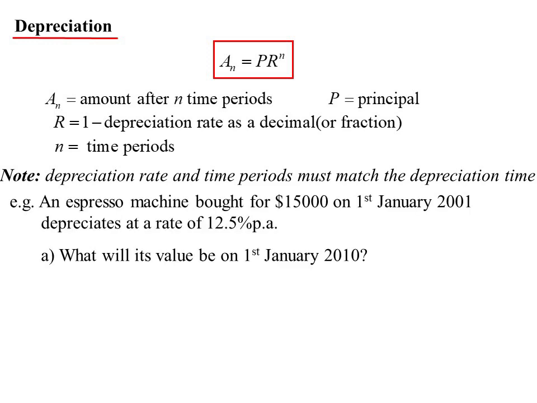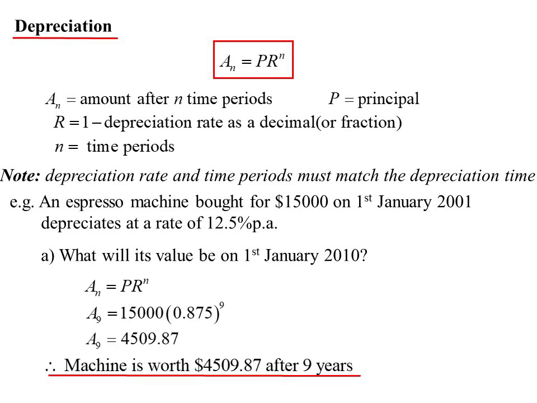An espresso machine. Don't drink coffee myself, and I can see why if they cost $15,000. I guess this is not one that you put in your home. It depreciates at a rate of 12.5% per annum. What will its value be? Wow, this is an old question. In 2010, if we bought it in 2001. So A is PR at the power of n, subbing it in, and there's our value.